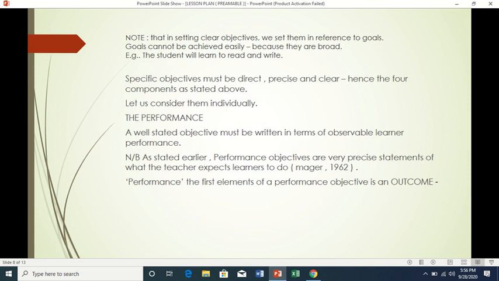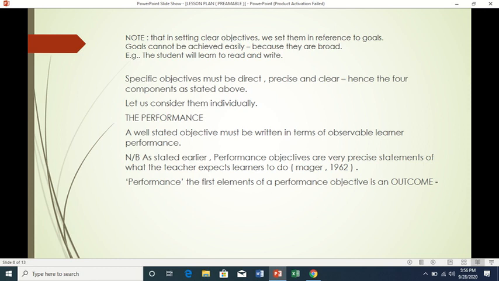In setting, therefore, clear objectives, we set them in reference to goals. Goals cannot be achieved easily because they are broad. For example, the student will learn to read and write. This is very broad. We need specific objectives to help us know that at the end of the day, the child has been able to read or to write. And so we go direct, precise, and clear. That is why the 4 components shown above. So we're going to consider them individually.